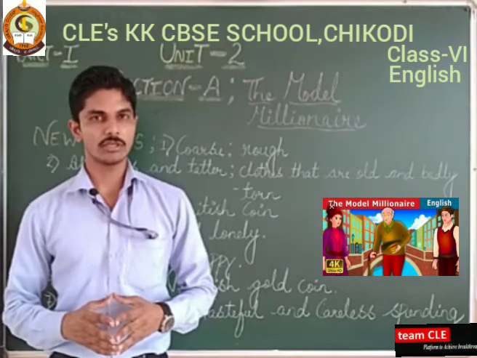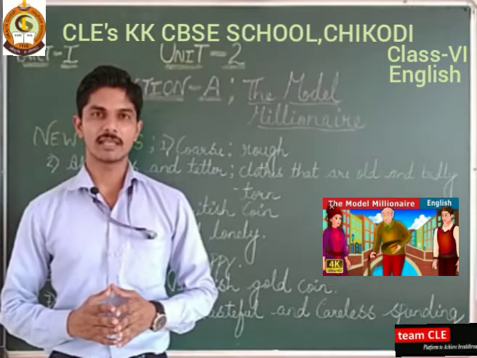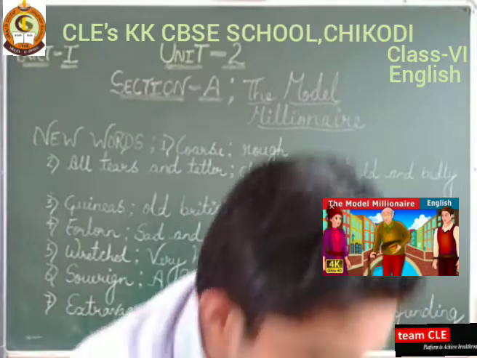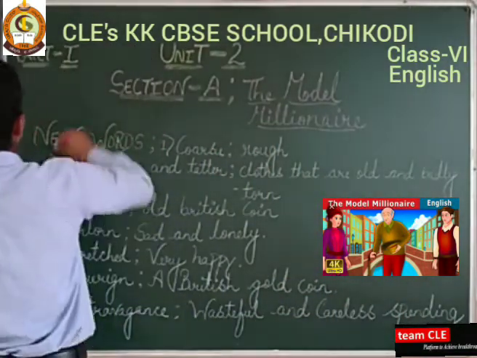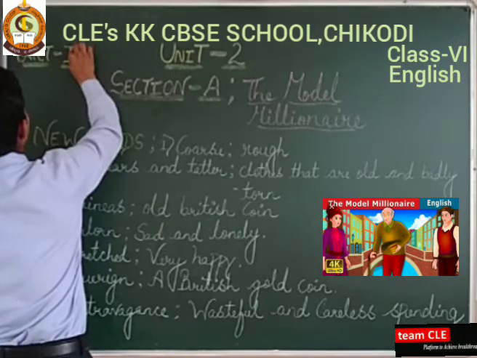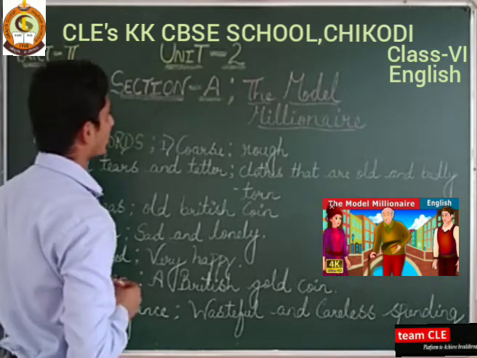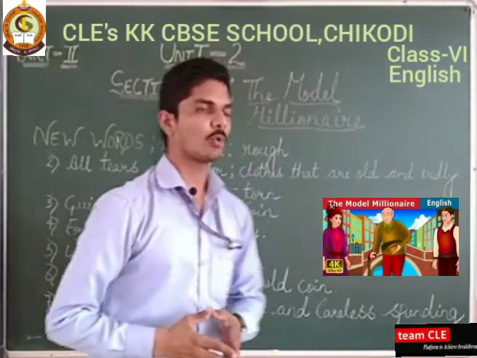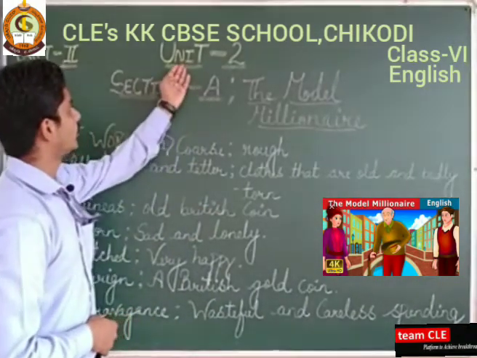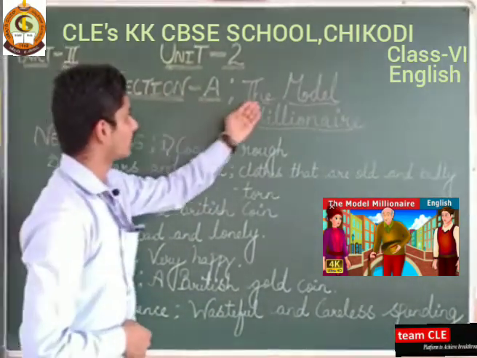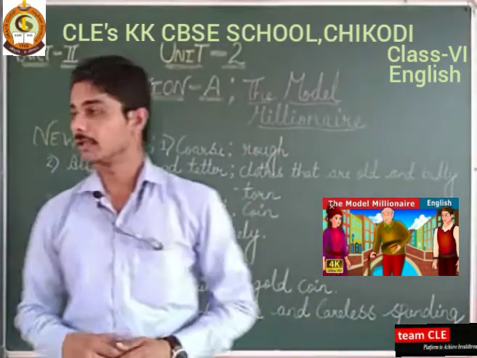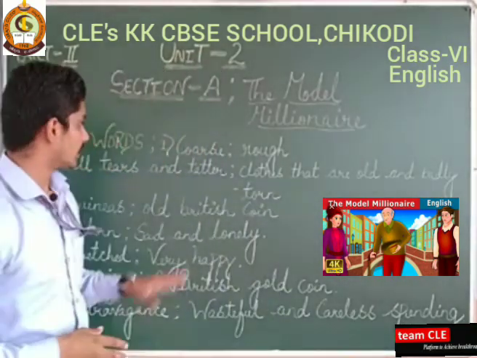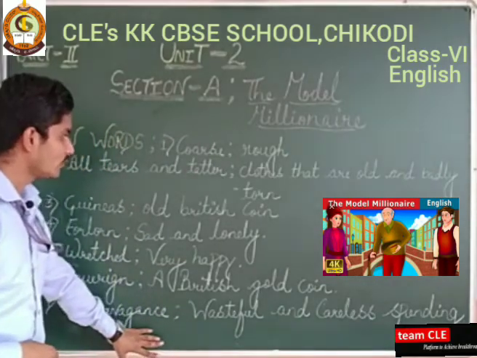Very good. So students, today we are going to begin with part number 2 of Section A of Unit number 2, which is Art and Sculpture, and Section A is The Model Millionaire, which is written here on the board. We were on Unit 2, Section A, The Model Millionaire, and this is part 2 of the same lesson. You can see these are all important new words for you.